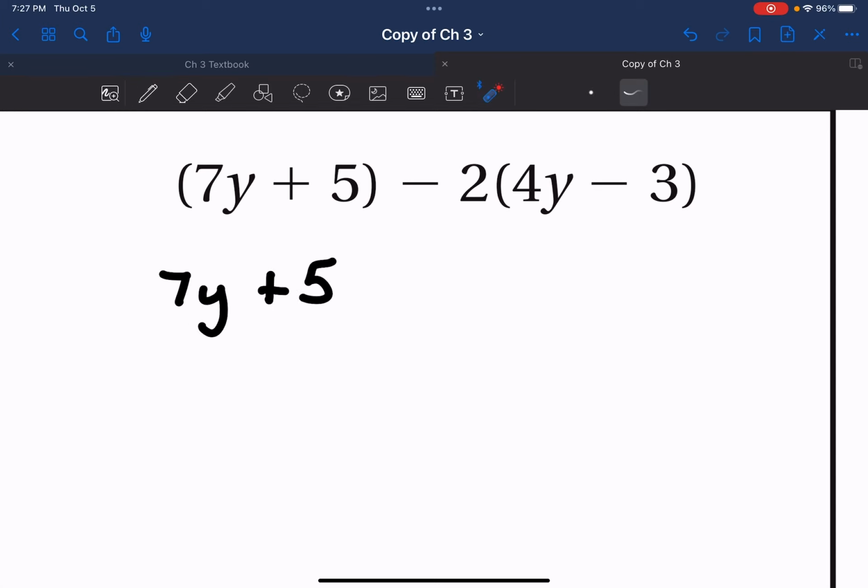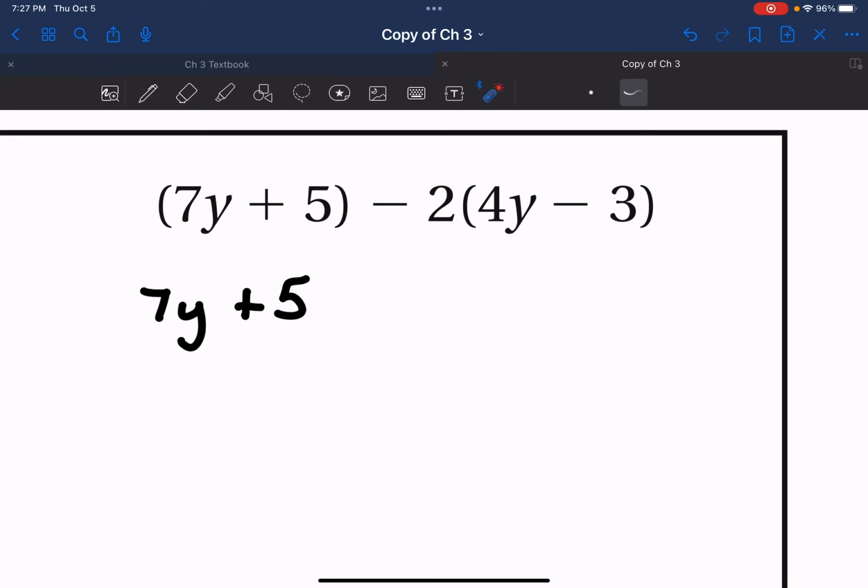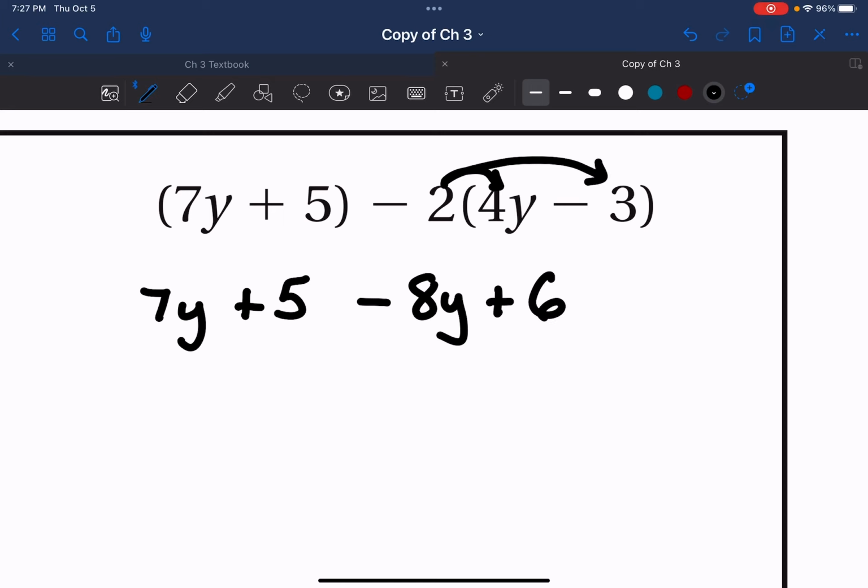But here's the mistake my students make every single year. They see that 2, and they're like, oh, let's distribute a 2 through here. But guys, that's not 2. That's negative 2. Negative 2 times 4y makes negative 8y. Negative 2 times negative 3 makes positive 6.